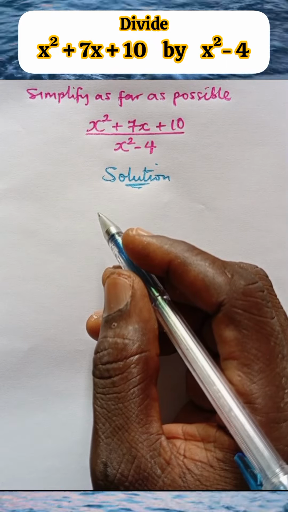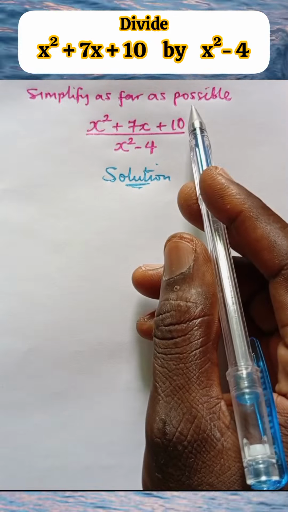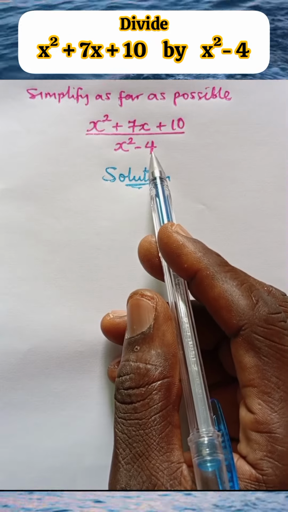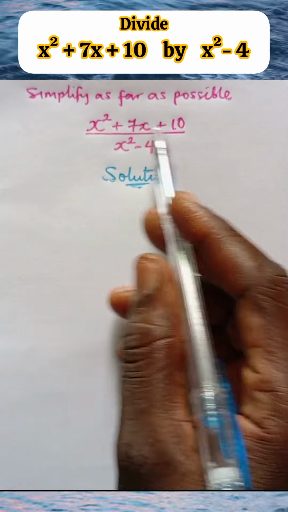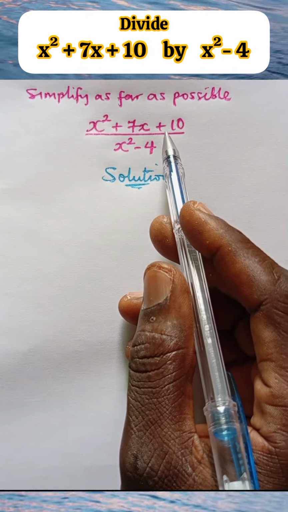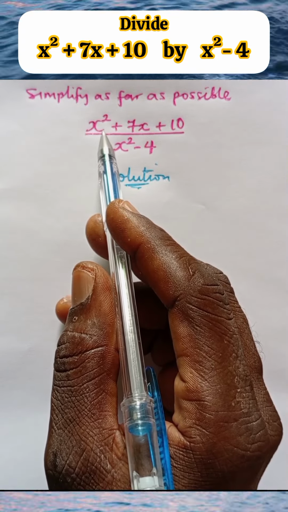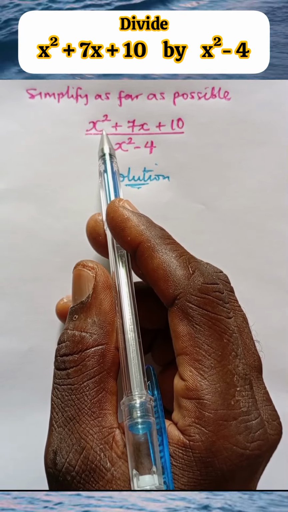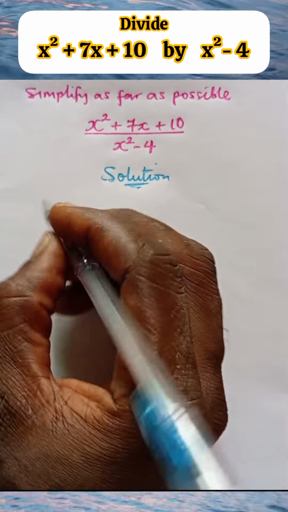We have a very simple question here. We are to simplify as far as possible this expression. In other words, we are going to use the denominator to divide the numerator. This is very simple. The first thing to do is to factorize the numerator, which is a quadratic expression, after which we factorize the denominator and then use the denominator to divide the numerator.